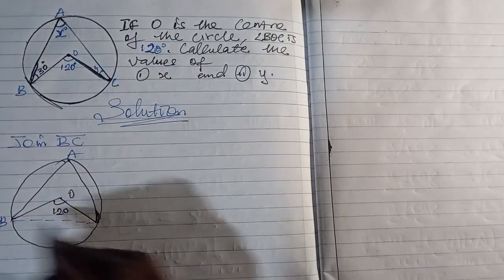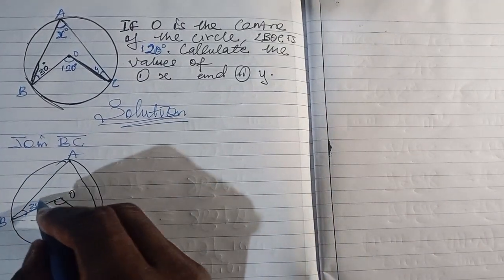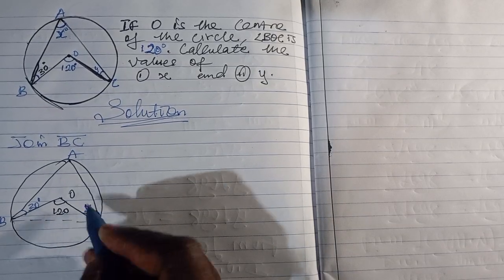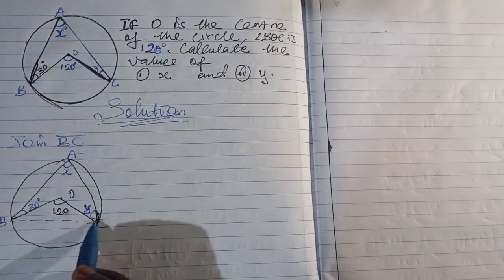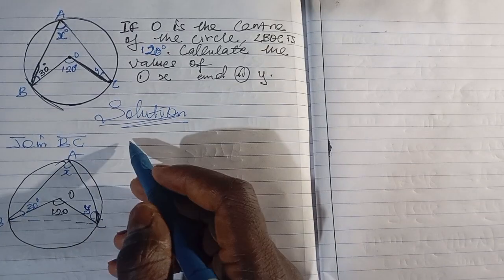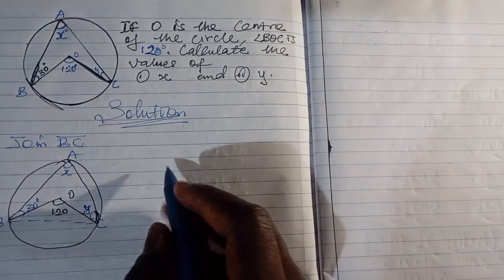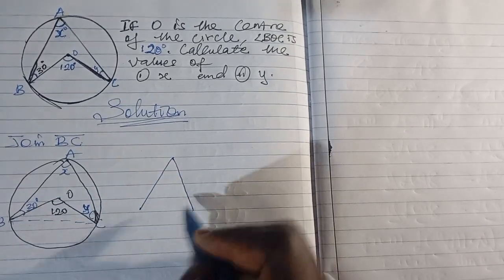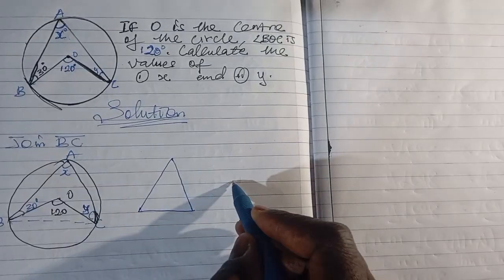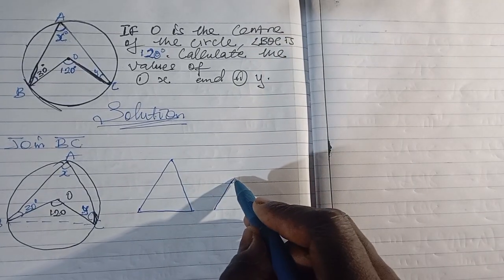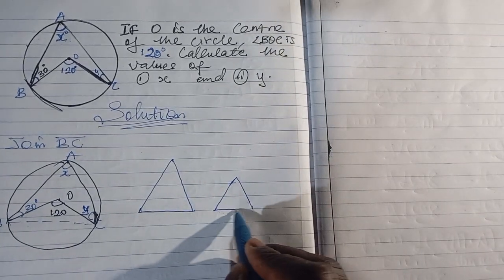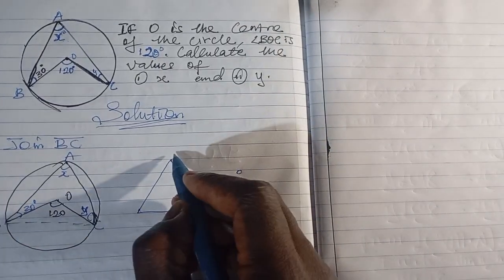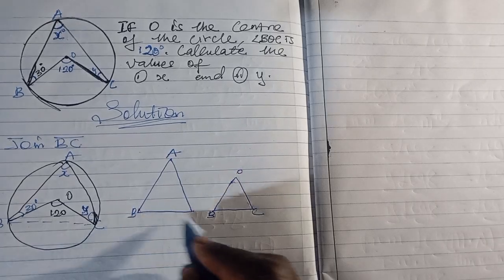A, B, and C. But we're given here to be 30 degrees. This is our X. Okay, this is Y. Now this is a chord, and this is a segment. This is a major segment. See what is going to happen now. We have something like this, and we have another one like this. This is O, B, and C. And this is A, B, and C.